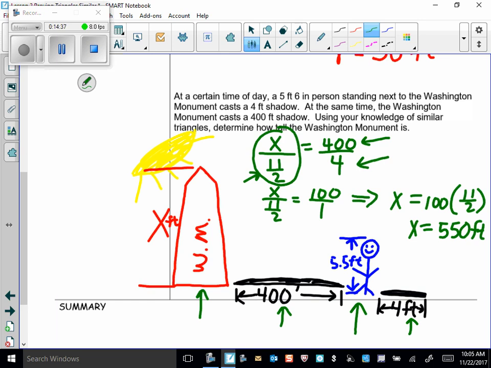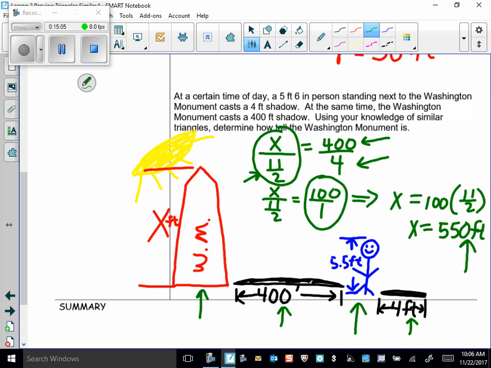I don't need to switch the means or extremes or anything, because 400 over 4 simplifies very nicely to 100 over 1. And then when I solve that proportion, I end up getting that the Washington Monument is 550 feet tall. And for all you history buffs, the actual height of the monument is 555.5 feet. So this is an approximation, but it's a pretty good one.